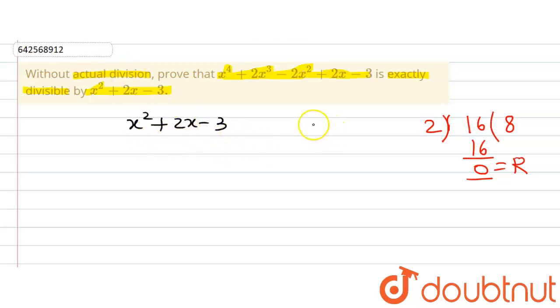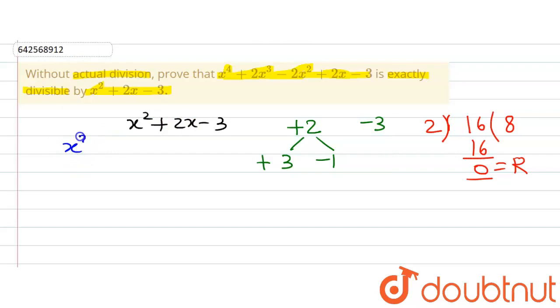So how are we going to factorize it? We are going to take the middle term and split it into two parts such that the product of these two parts is equal to the product of minus 3 and the coefficient of x square, that is 1. Minus 3 multiplied by the coefficient of x square, 1, will give us minus 3. So let's split 2 into two parts: 3 plus minus 1 gives 2, and 3 multiplied by minus 1 gives minus 3.